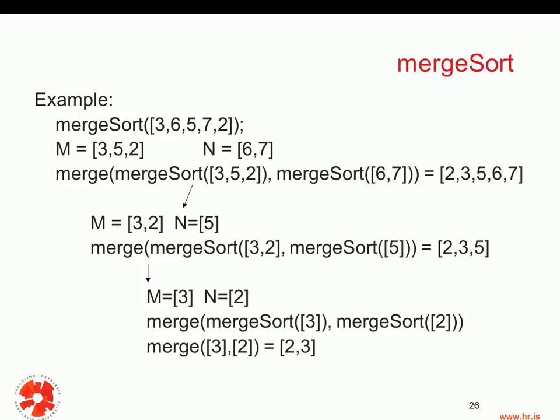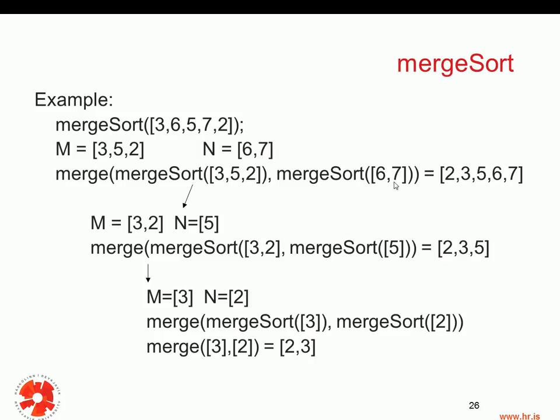Remember, merge assumes that we have two lists that are already sorted. Yes, we have two lists that are already sorted. They contain only a single element. So merging the lists 3 and 2 together will give us 2, 3. So the result of merge sort 3, 2 gives us the list 2, 3. The merge sort of 5 will give us the list 5. And merging those two lists, which are already sorted, will give us 2, 3, 5. So the merge sorting of 3, 5, 2 actually gives us 2, 3, 5.